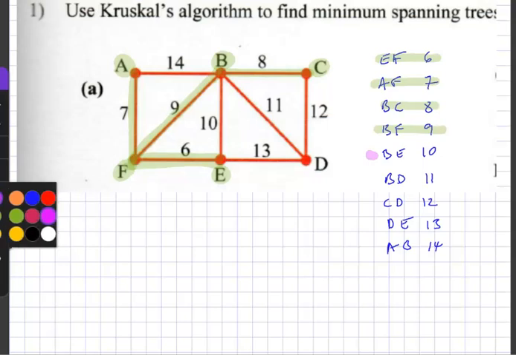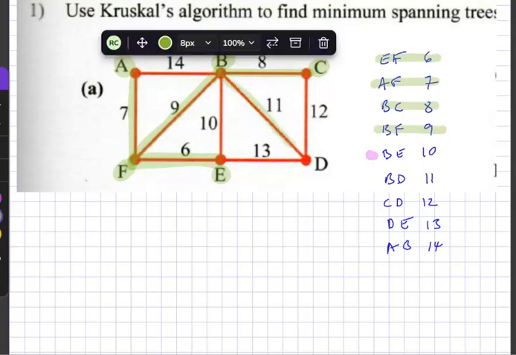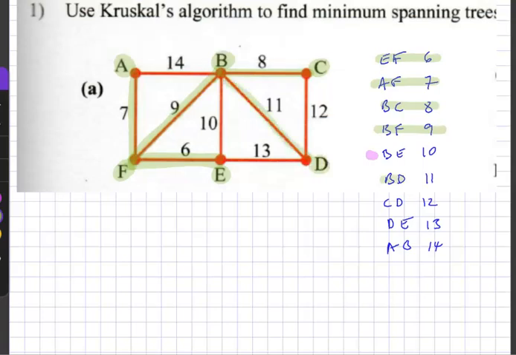Then BD. So BD, now D hasn't been selected yet, so this is useful. So BD of length 11. And then everything else is going to be a waste of time because I've now got A, B, C, D, E, F. They are all connected. And anything else will create a cycle. So CD will create a cycle, D, E, they'll all create a cycle. So that is my sort of finished minimum spanning tree.